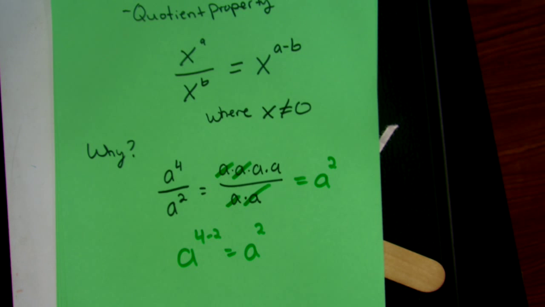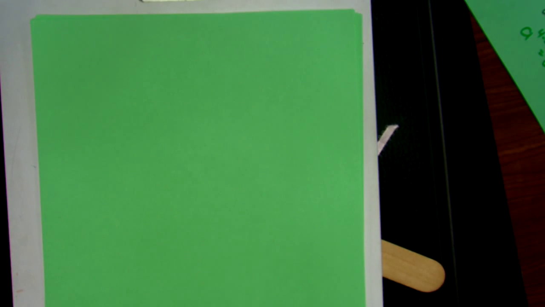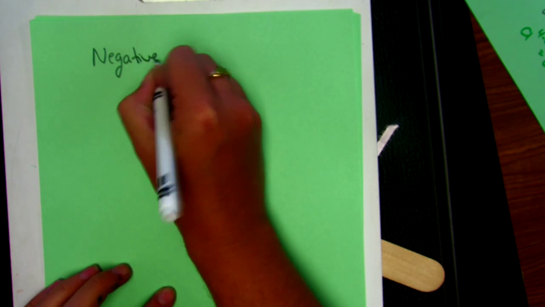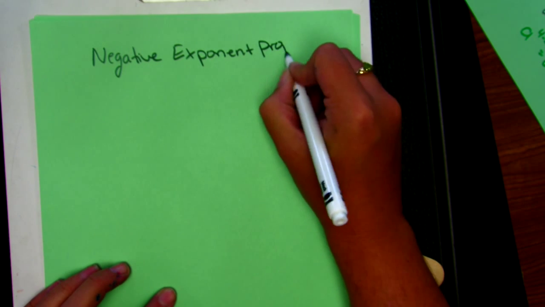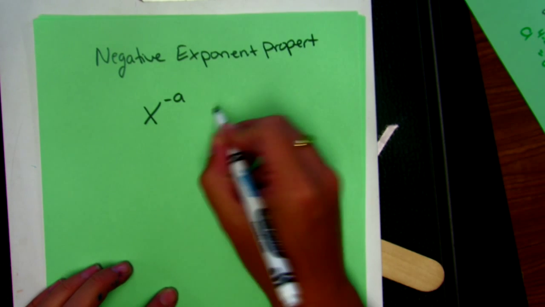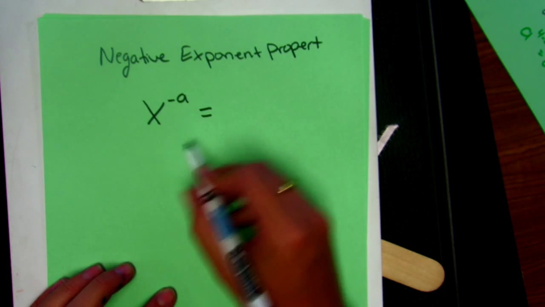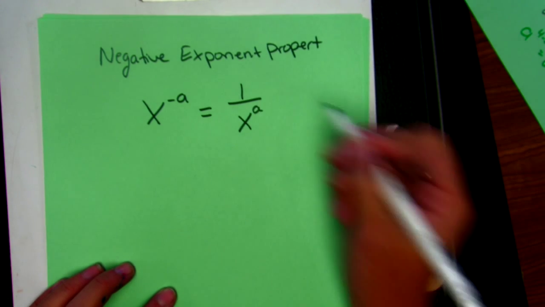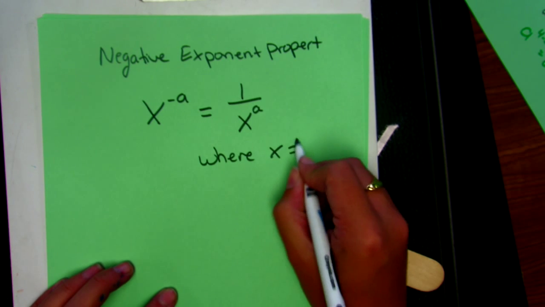All right, next property that we're going to talk about, I want to talk about the negative exponent property. Okay, which says that if you have a negative exponent, you need to take the reciprocal of the base. So if your base is x, it's going to become 1 over x. And your exponent is going to become positive. Again, x cannot be 0.